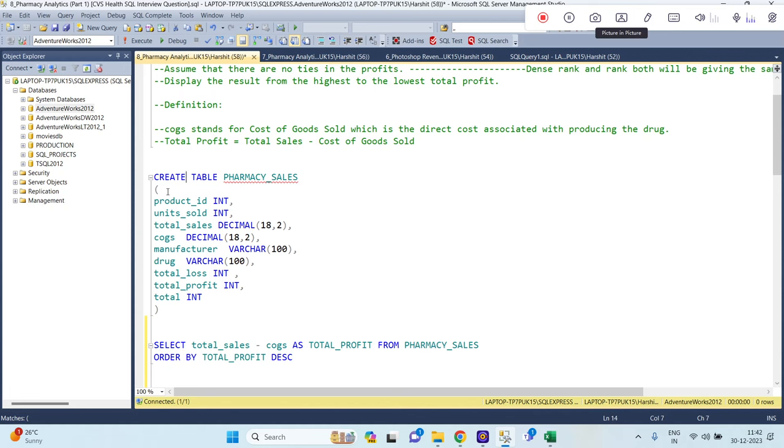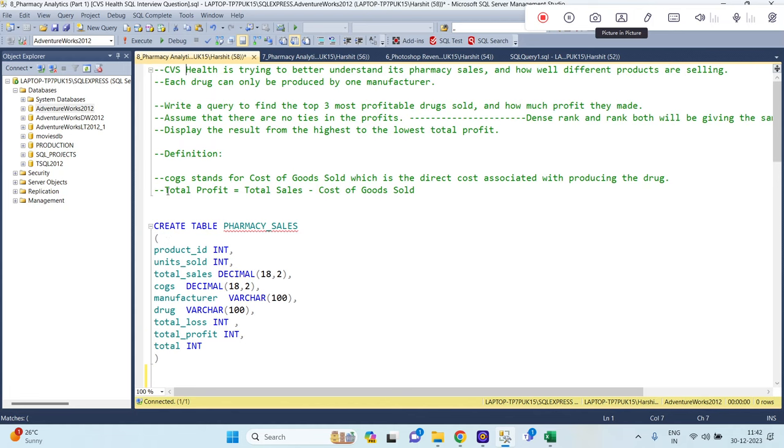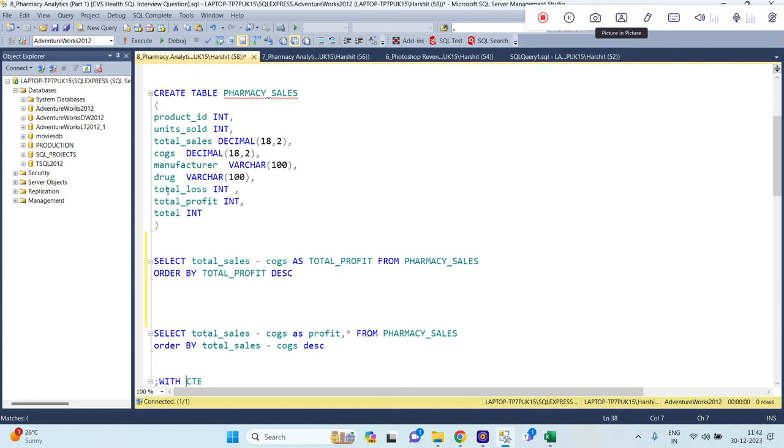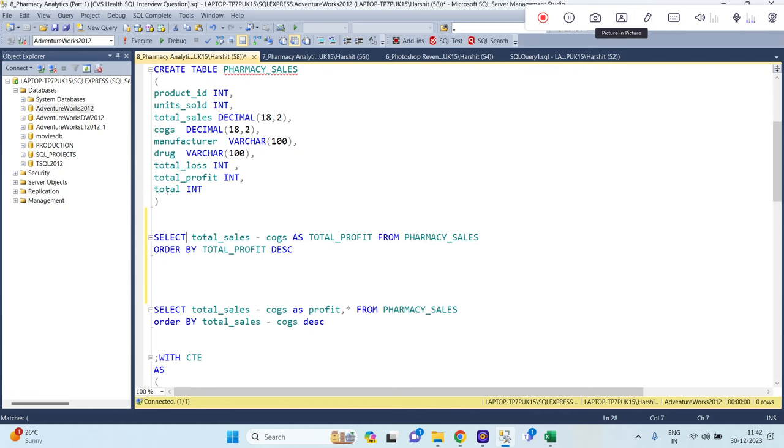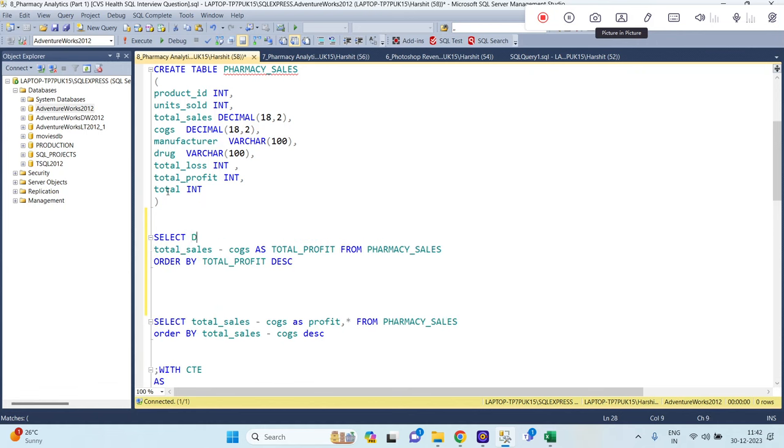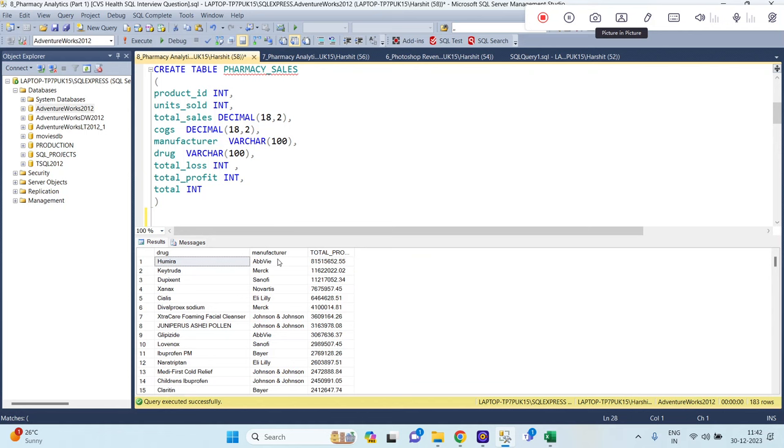Now what is our requirement? What are the columns we require? Top three most profitable drugs sold and how much profit they made. So here we require drug. Let me take manufacturer as well for now. Now if you see over here, these three rows only are our requirement, right?